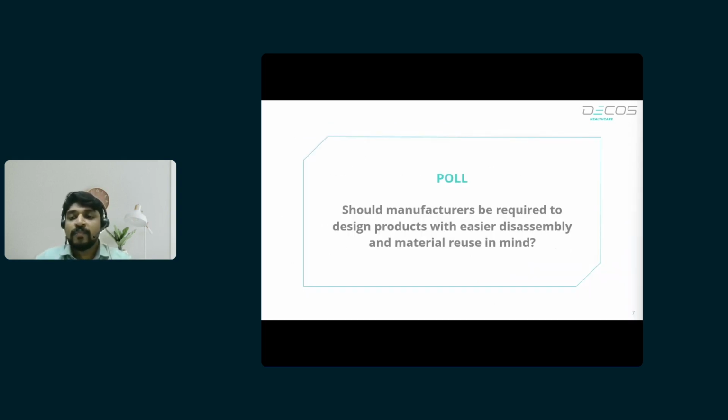So I have a poll question for you. The question is, should manufacturers be required to design products with easier disassembly and material reuse in mind? Please take a moment to answer it.